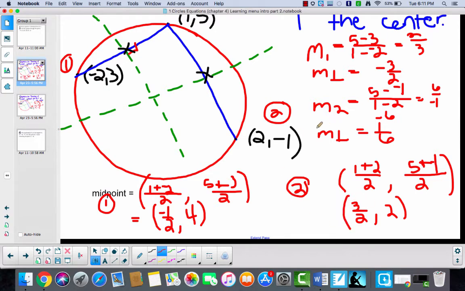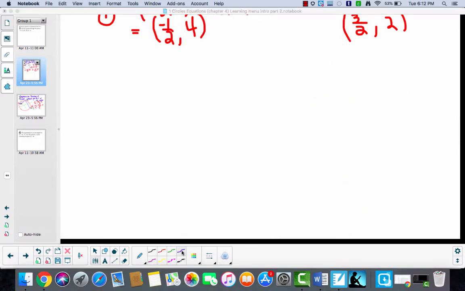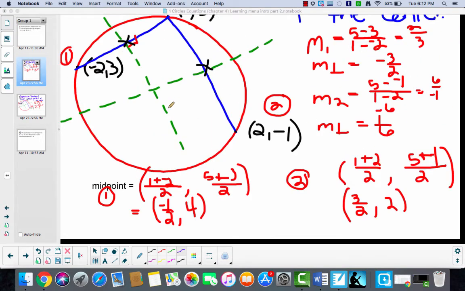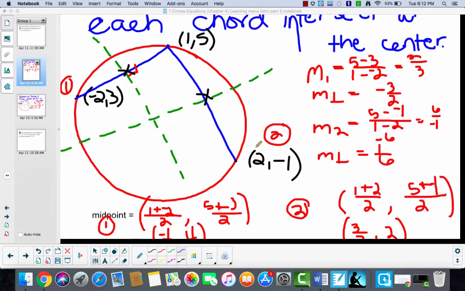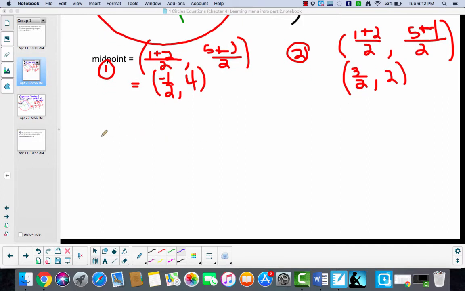Now that we have those two things, the slope and the midpoint for each of these, we can write the equation of the line. And then what we're going to do is take those two equations and set them equal to each other. And that will give us the point of intersection. All right, so we're going to use this point and this slope for this first line, and we're going to use y equals mx plus b to write the equation.